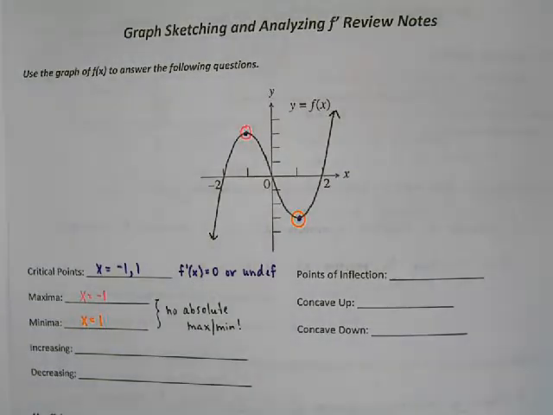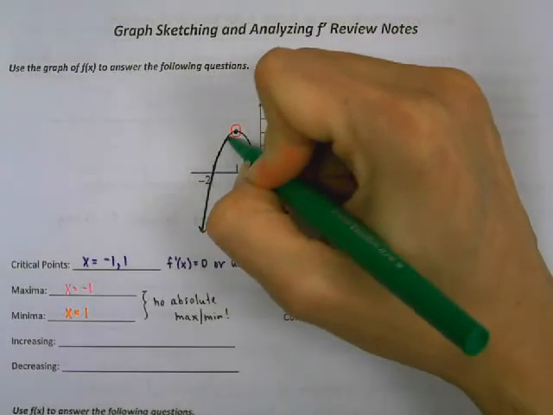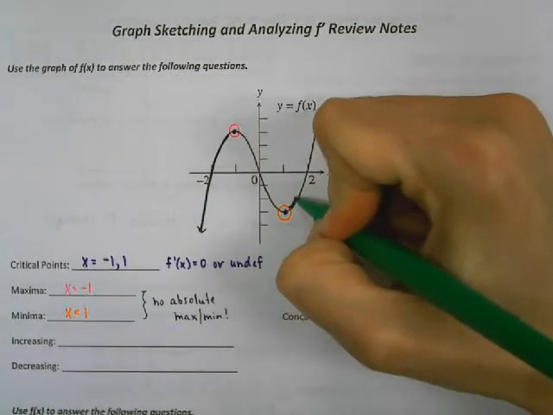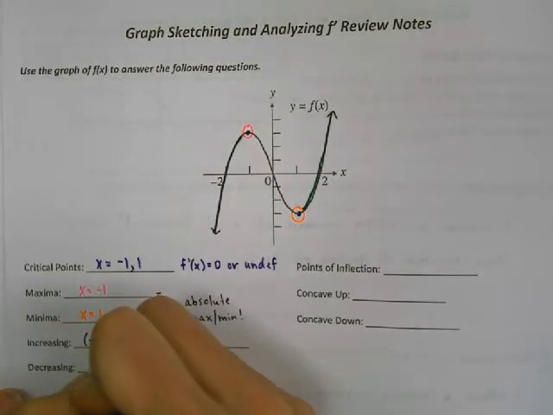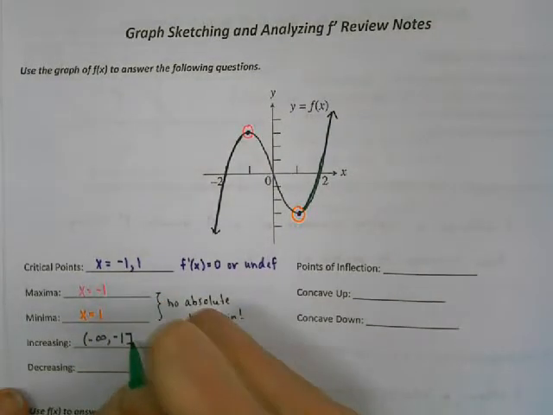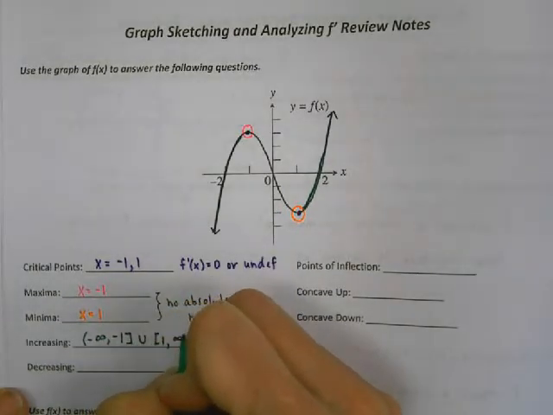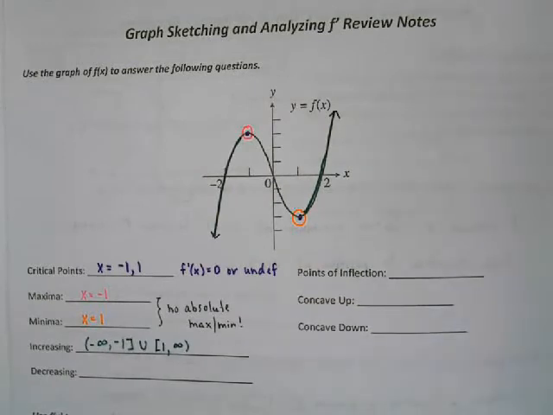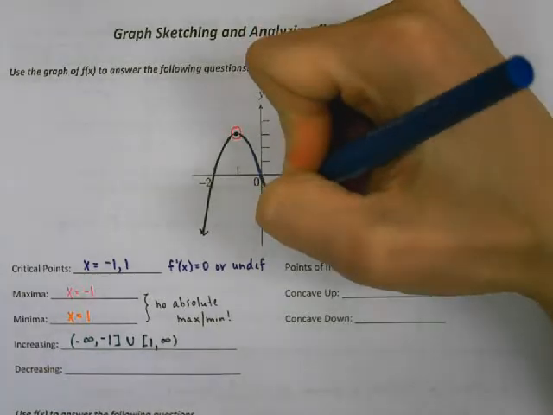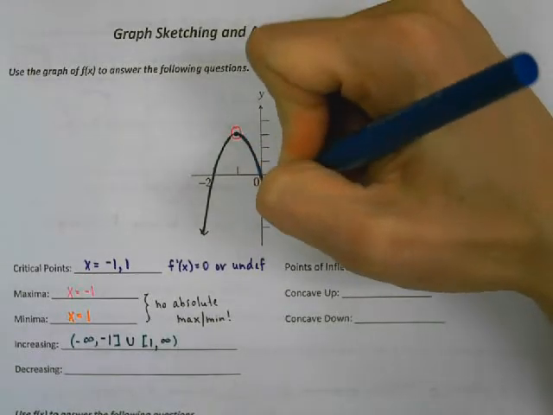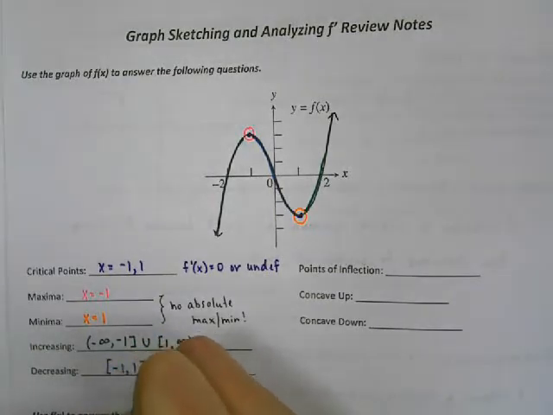So now we know we're increasing wherever the graph of f has a positive slope. So wherever f prime is greater than 0, I'm going to have a positive slope over these two intervals. So I'm increasing from -infinity to -1. Remember, we used closed brackets here. And then I'm increasing again from 1 to positive infinity. And so then I'm decreasing wherever f has a negative slope. So from here to here. So I'm going to be decreasing between -1 and 1.